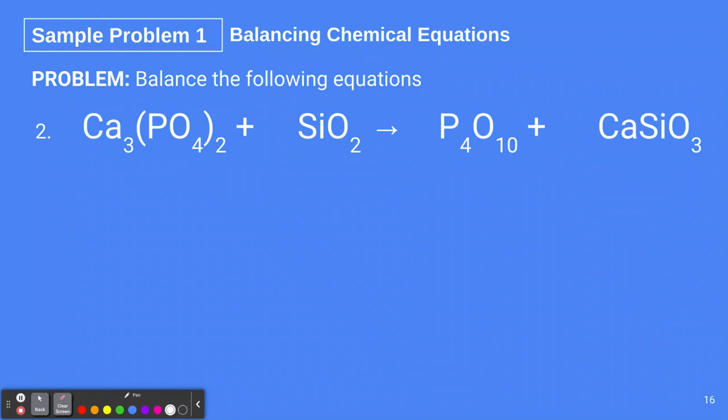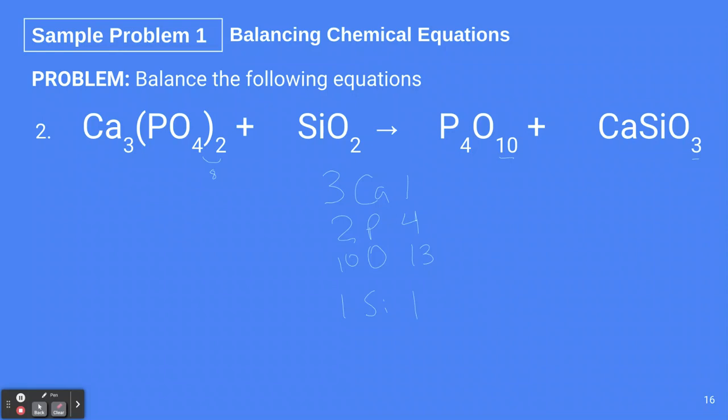All right, on this one here, I am dealing with calcium, I have phosphorus, I have oxygen, and I have silicon. Okay, if we take a look here, my calcium, I have 3, I have 2 phosphorus. My oxygen's tricky. I got to remember I have 8 here, and then I've got 2 more there. So I've got 10 oxygens there, and I've got 1 silicon. On my right-hand side, I've got 4 phosphorus. I've got 10 oxygens here, and then another 3 here. So I have 13 oxygens. I have 1 calcium. I've got 1 silicon over there.